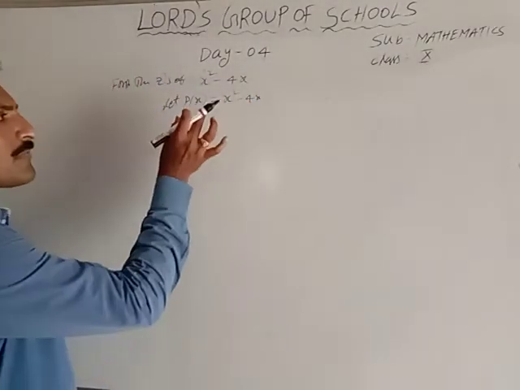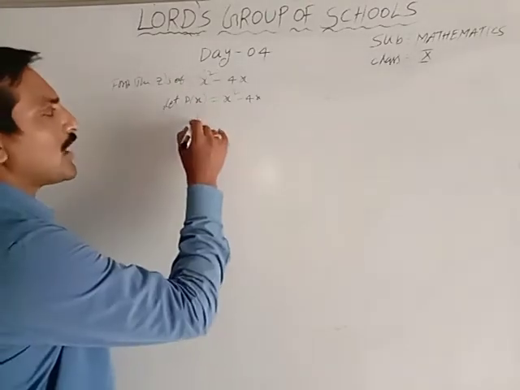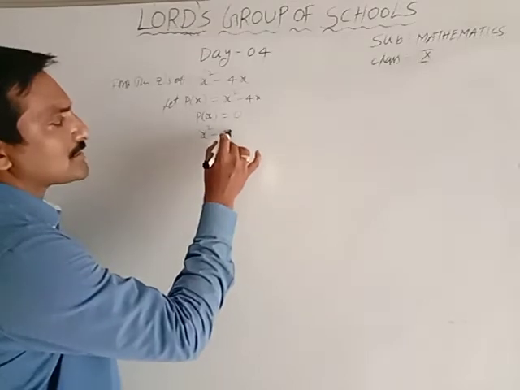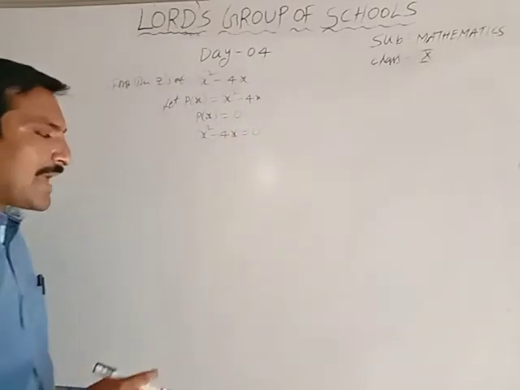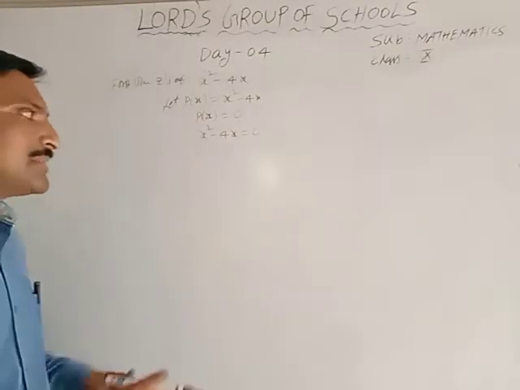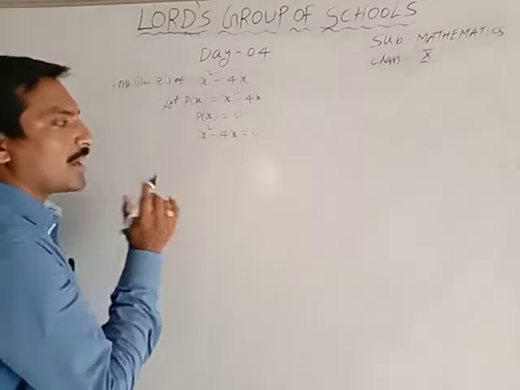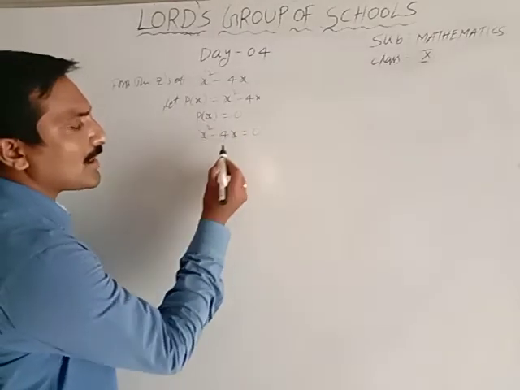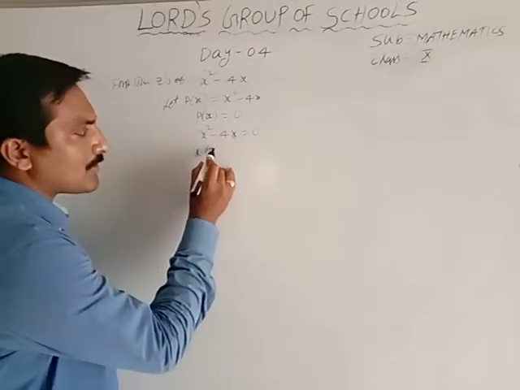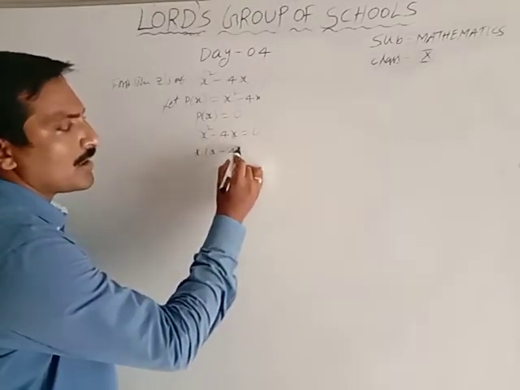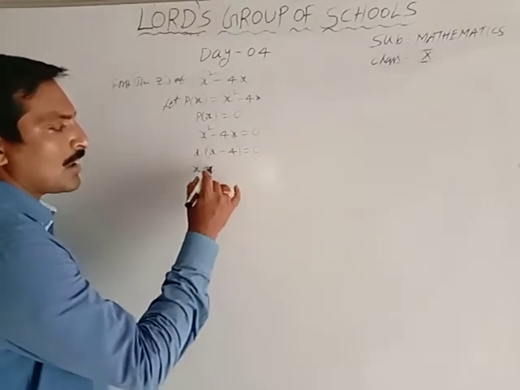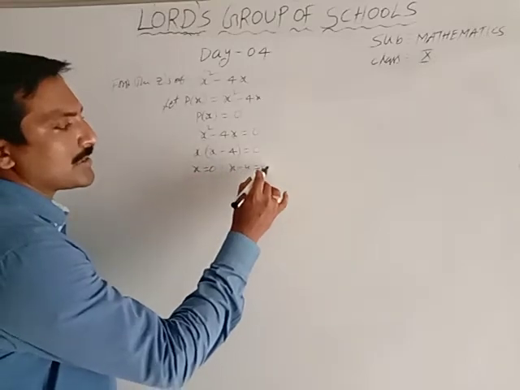Now, if we want the zeros of the polynomial, p of x is equal to 0, which means x square minus 4x is equal to 0. In the given quadratic polynomial, the constant term is absent. In that case, take the variable common. Here x appears 2 times, and in the other term 1 time, so take out 1 time common; 1 time x is left. x minus 4 is equal to 0. Here x is equal to 0 and x minus 4 is equal to 0.